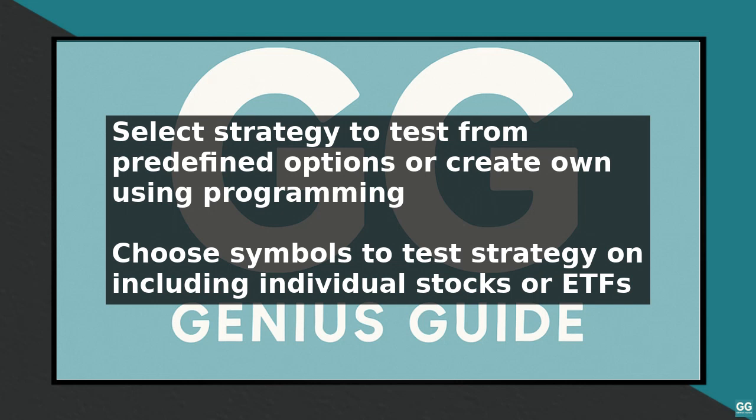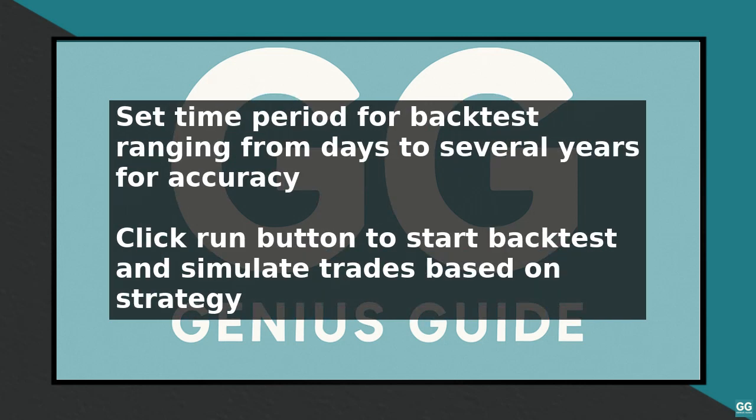After setting the parameters, click on the Run button to start the backtest. Webull's algorithm will then simulate the trades based on your strategy and provide you with the results. The results will include key metrics such as profit and loss, win rate, and maximum drawdown.